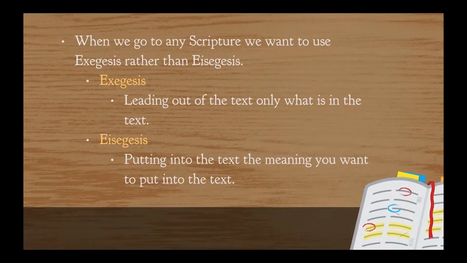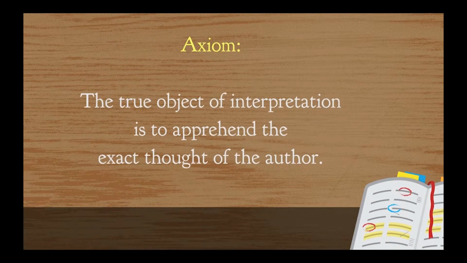Remember the axiom, the true object of interpretation is to apprehend the exact thought of the author. It doesn't make a lot of sense for me to open up a book and start telling the author what I think is correct, because now I'm ignoring what the author said to me. If I want to ignore what the author said to me, why would I pick up the book in the first place?